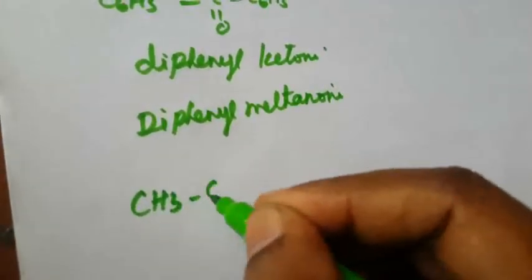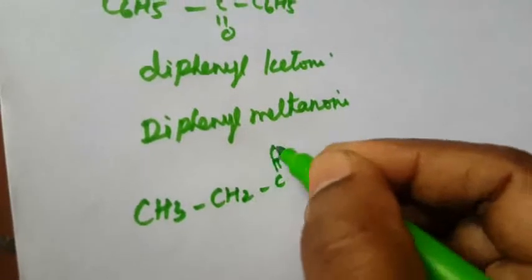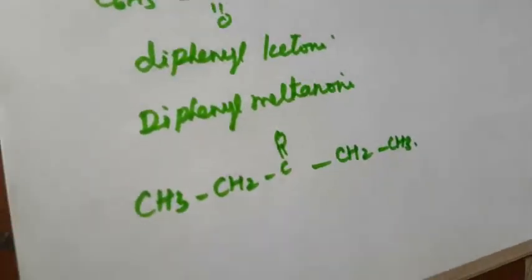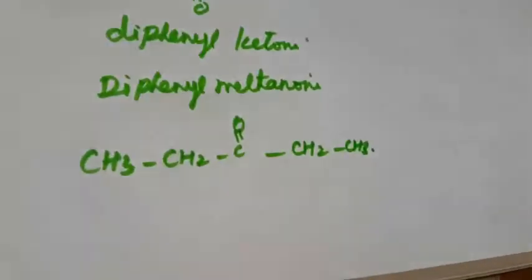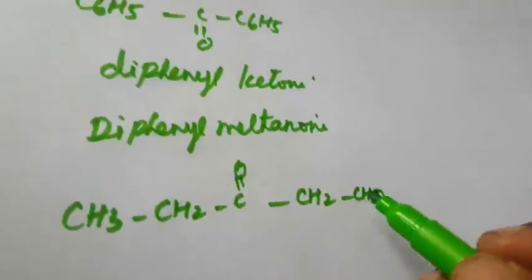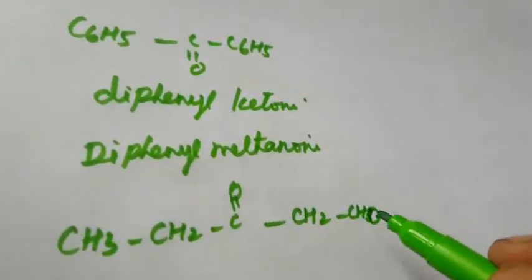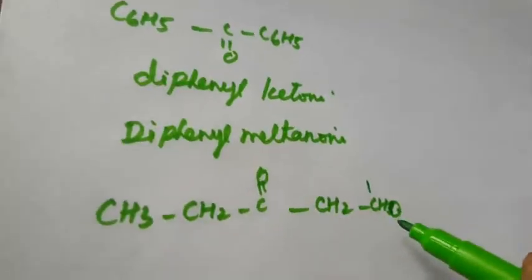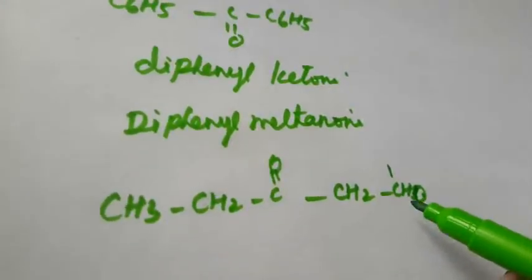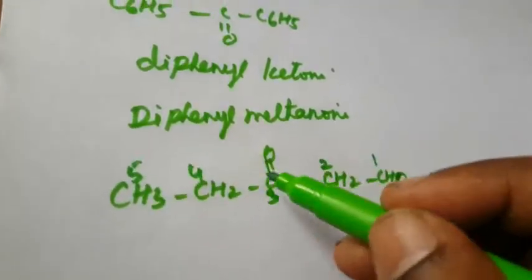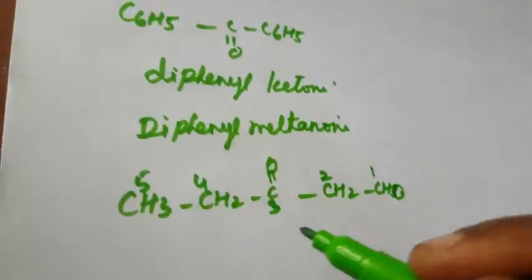CH3, CH2, C double bond O, CH2, CH3. Okay, so how to write the name of this compound? CH2, CHO. How to write the IUPAC name? This has a ketone functional group and an aldehyde functional group, so you give priority to the aldehyde. 1, 2, 3, 4, 5. So the ketone is considered as a substitutional group. So how to write?